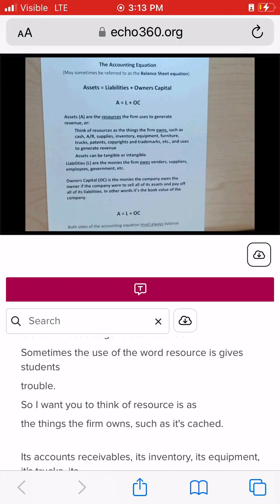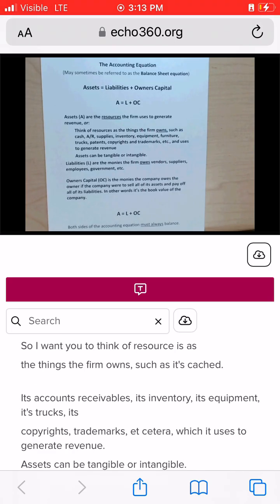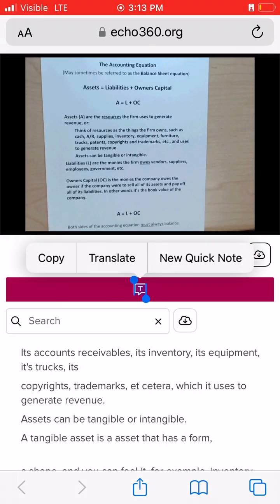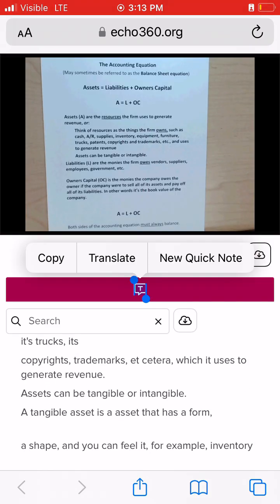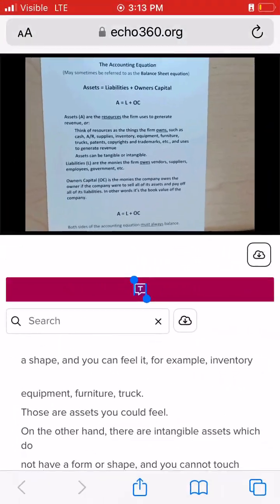Assets can be tangible or intangible. A tangible asset is an asset that has a form, a shape, and you can feel it. For example, inventory, equipment, furniture, truck. Those are assets you can feel. On the other hand, there are intangible assets which do not have a form or shape, and you cannot touch them or feel them. Examples of these are patents, copyrights, and trademarks.